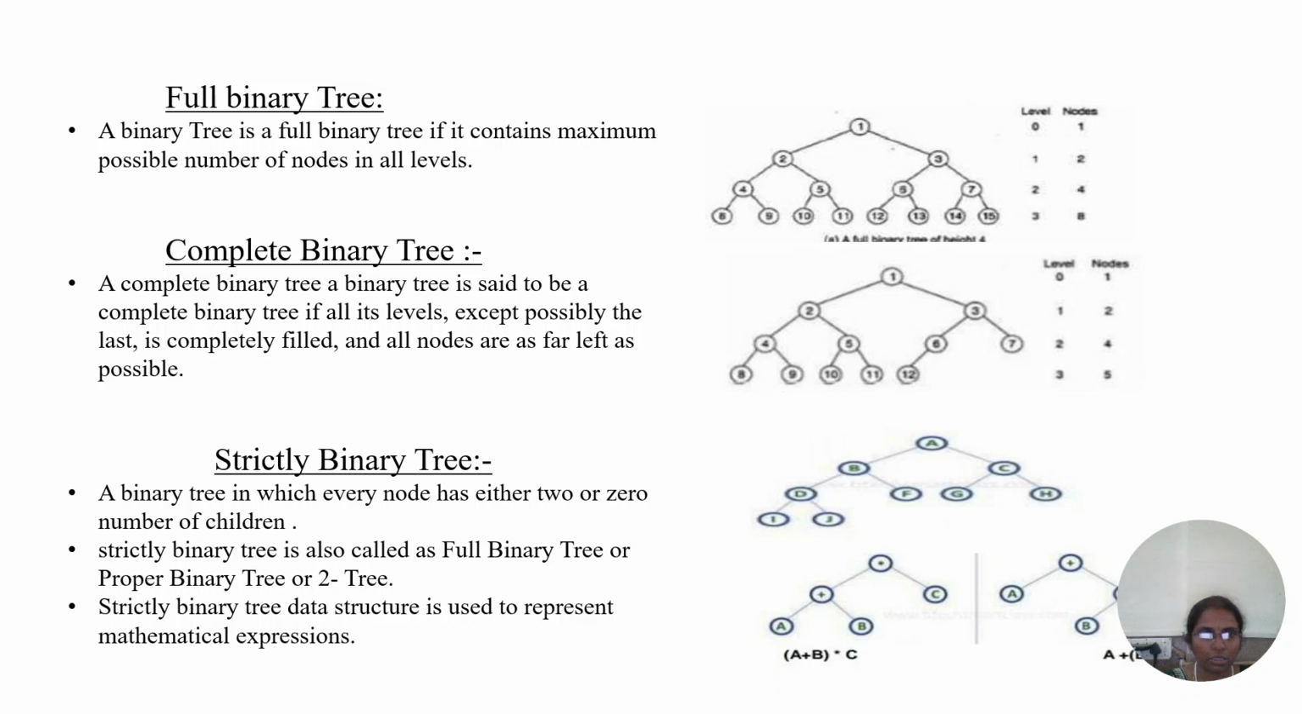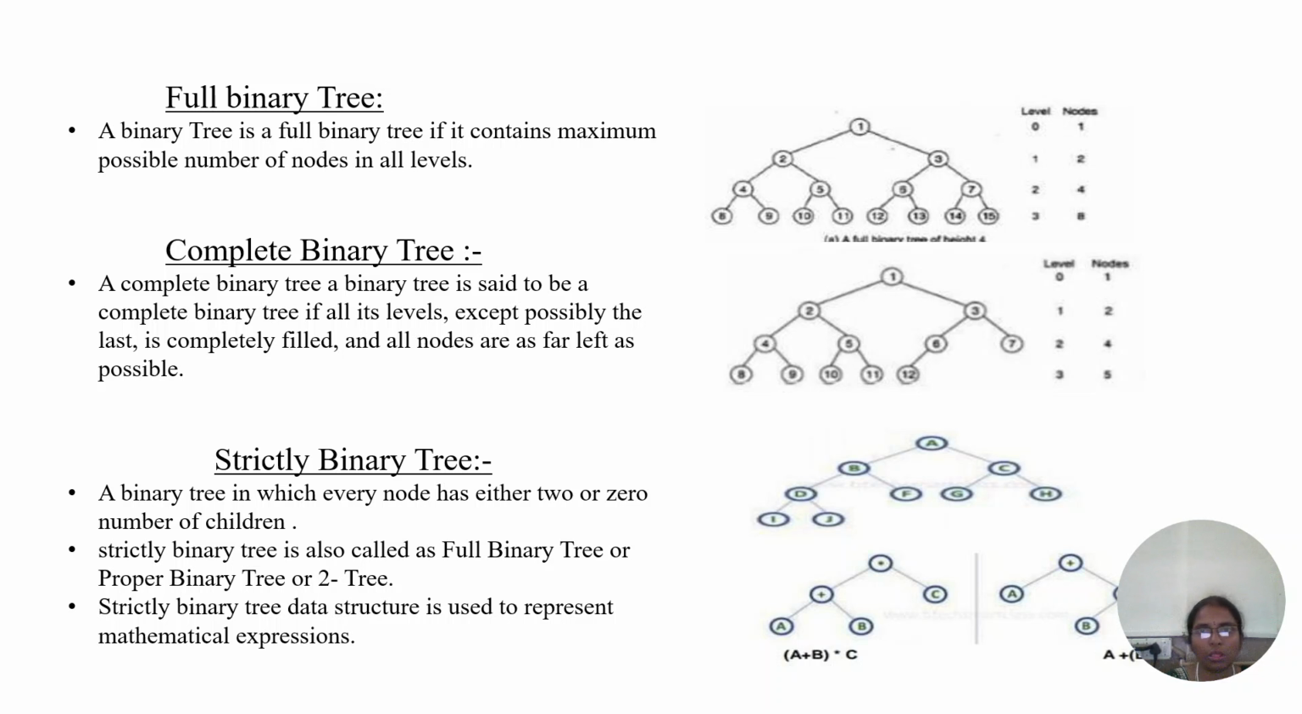Complete binary tree. What is meant by a complete binary tree? It is said to be a complete binary tree if all its levels except possibly the last are completely filled and all the nodes are as far left as possible. That means we have to complete the binary tree. We have to tell that the binary tree is a complete binary tree.